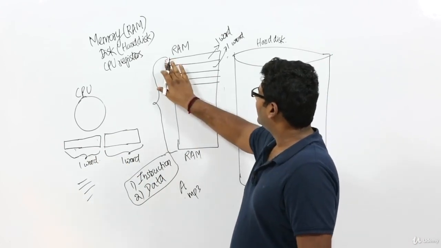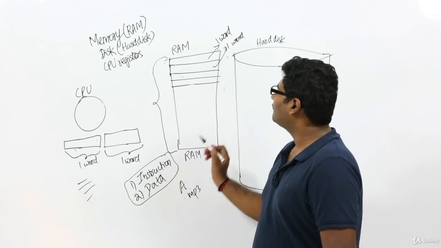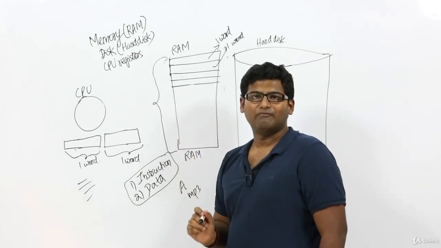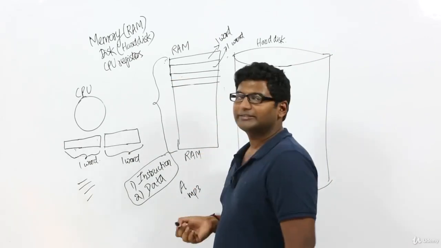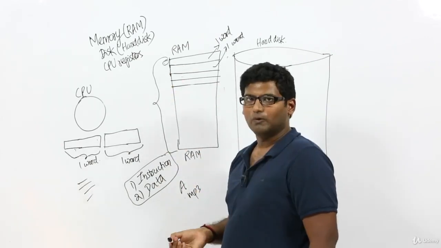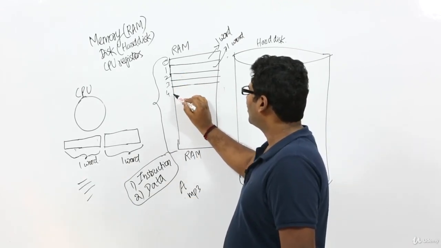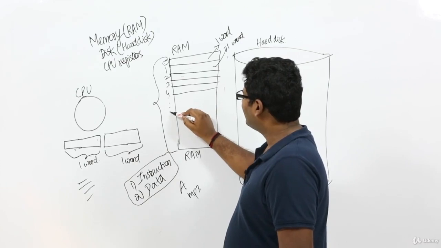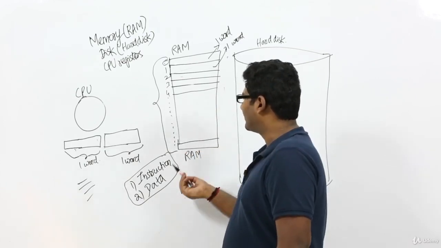Now every word, see, this is a word, this is a word, this is a word. Every word of your computer's RAM will have an address. For example, we always start off with 0. We don't start with 1, we start with 0. And then we go on: 1, 2, 3, 4 and so on. Every word of your computer's memory will actually be addressed.